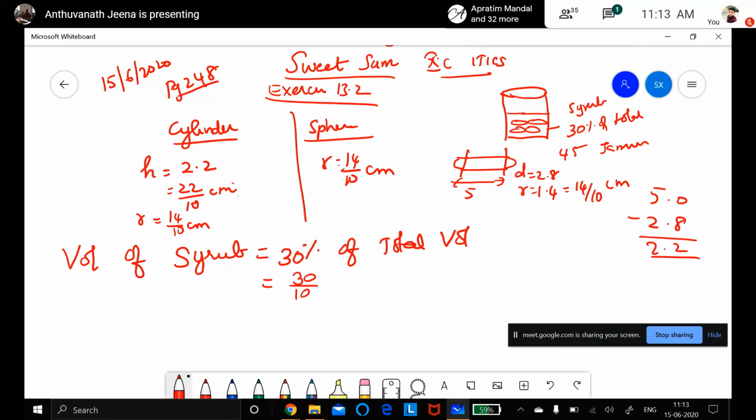So 30 by 100 into volume of one jamun, into 45.